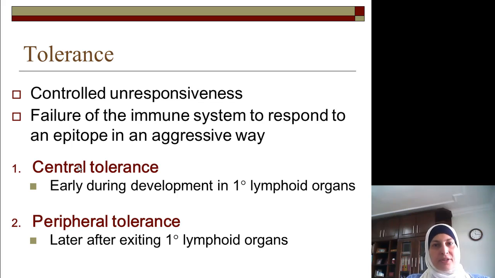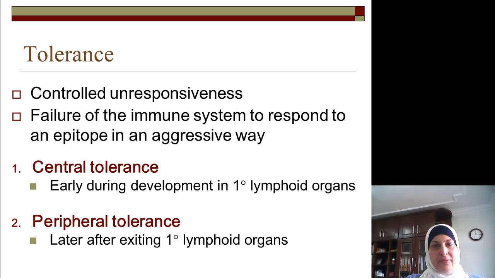We need tolerance to our self-antigens. The immune system is going to recognize our self-antigens and should tolerate the presence of these antigens as being self. And also the immune system is going to be exposed to certain non-self antigens that it should tolerate, like the normal flora, for example. It would recognize the presence of normal flora, but it's not going to react to it or interact with it.